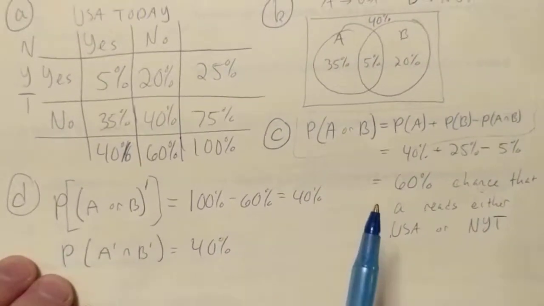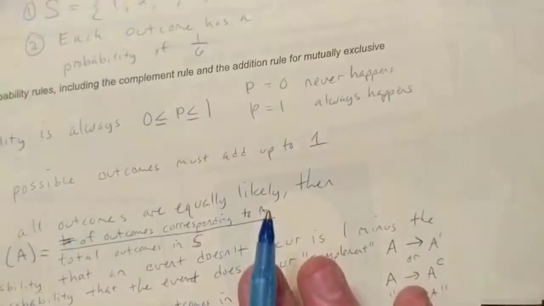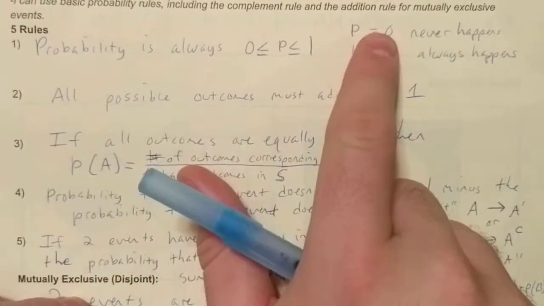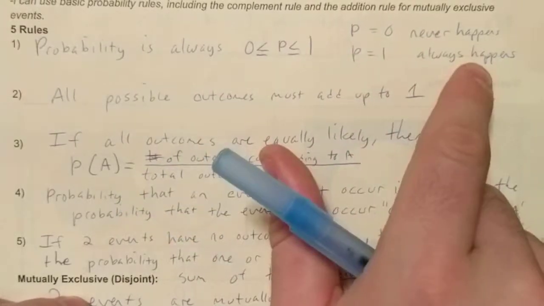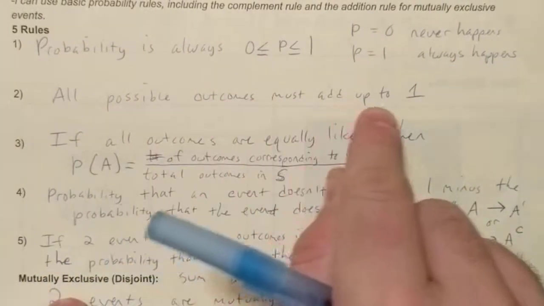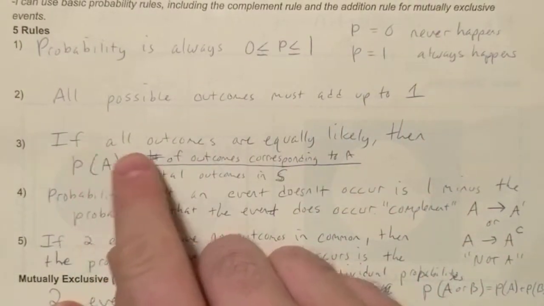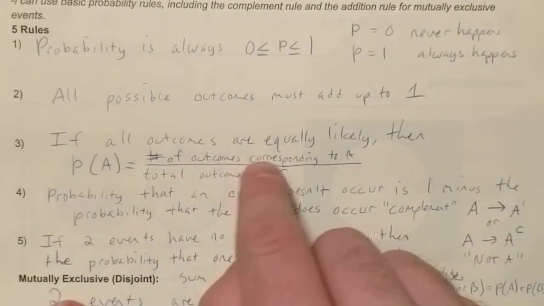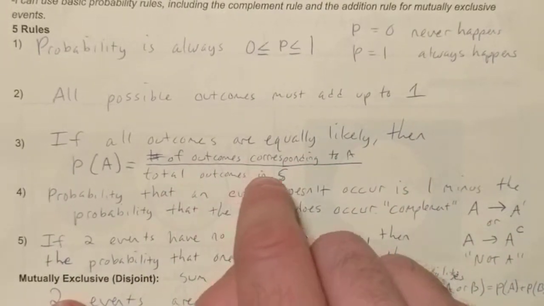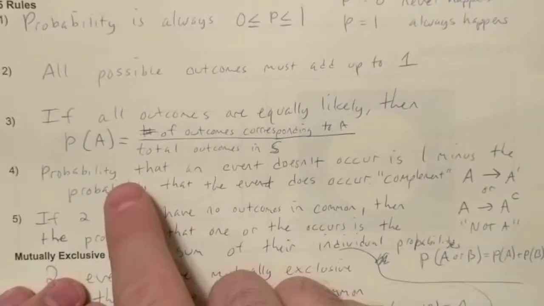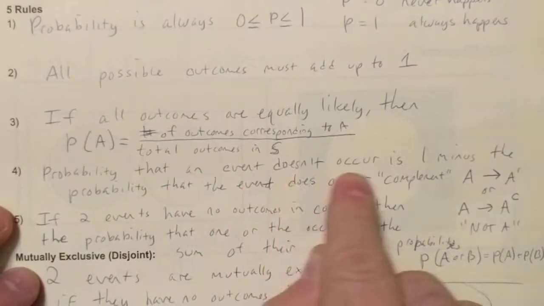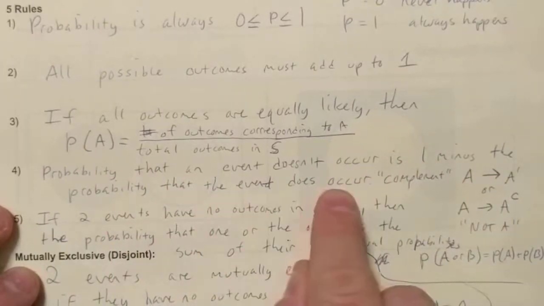Okay, so we talked about the basic probability rules. We talked about the probability model, what's included in it. 5 basic rules again: between 0 and 1. 0, never happening. 1, always happens. All the possible outcomes must add up to 1. If the outcomes are equally likely, then this is your probability statement: number of outcomes corresponding to A divided by total number of outcomes in S. 4, this is your complement rule. So the probability the event doesn't occur is 1 minus the probability that the event does occur.